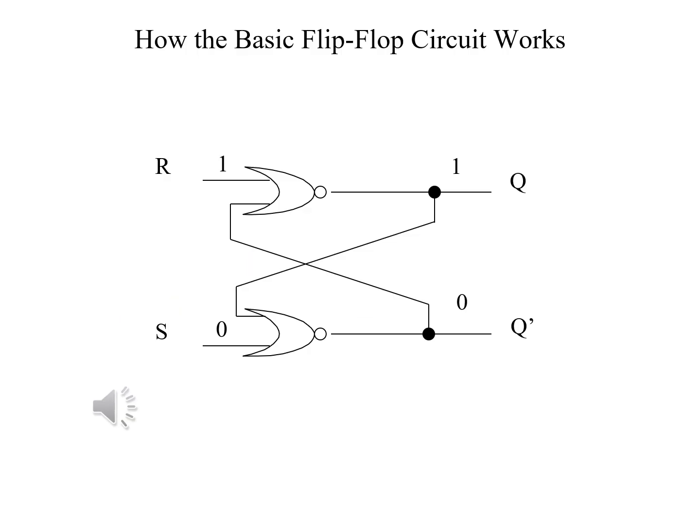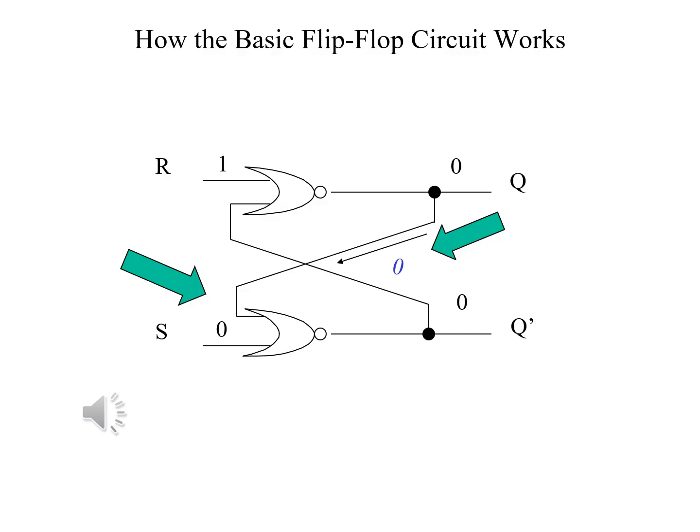Now, let's try clearing the flip-flop by setting R to 1. The NOR gate on top receives R as 1 and Q prime's value of 0. 1 or 0 is 1. Not 1 is 0. This is Q's new value, 0.